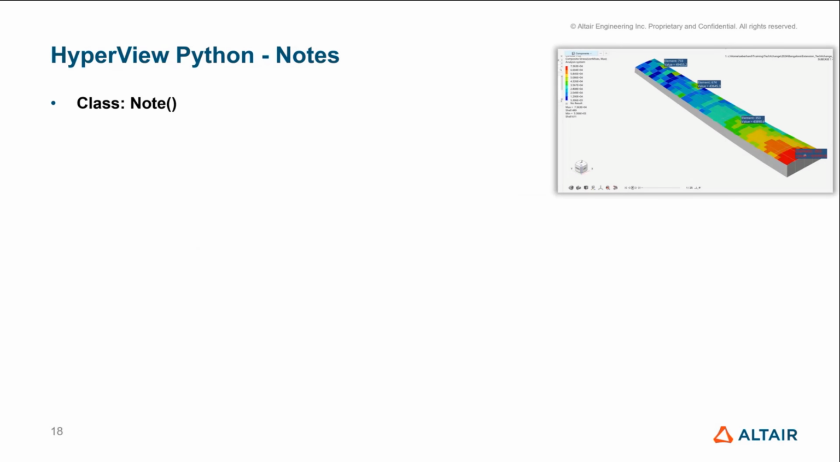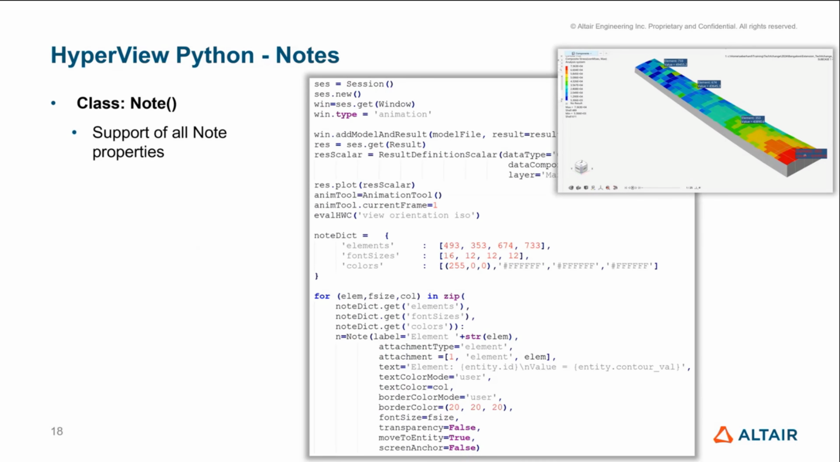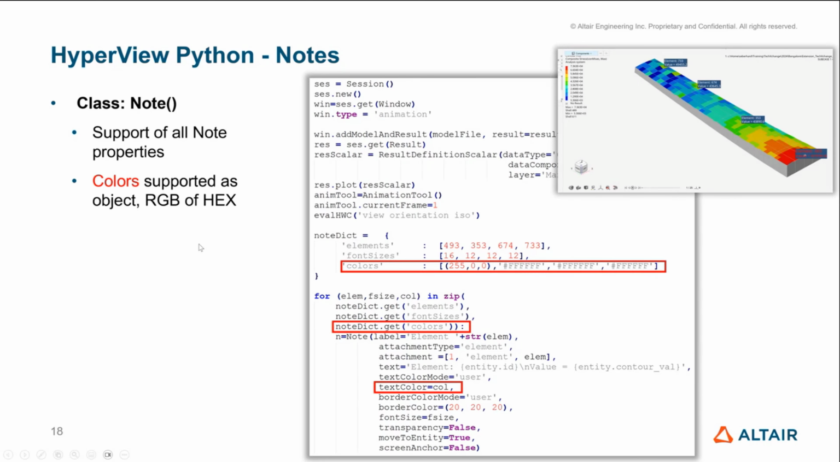For the node class, we support all of the node properties, as you see here. Most of them are supported. For this demo, I create 4 nodes. I have the node IDs, the font sizes, and colors here in a dictionary, because there were some questions last time about color, so I use this to deep dive into colors.